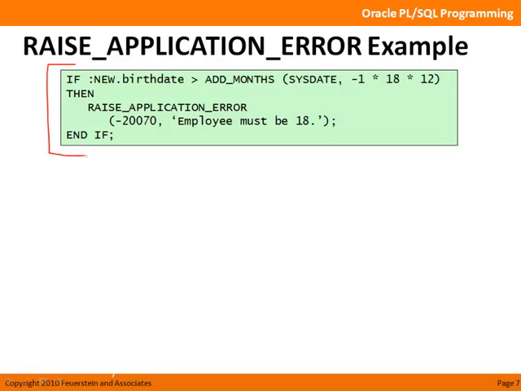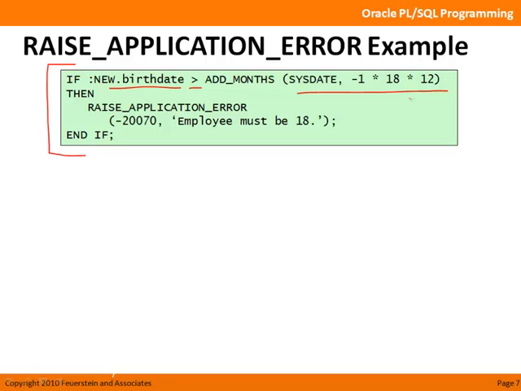And the specific rule that I'm checking for here is if the birth date of the employee is more recent than 18 years in the past, in other words, if they're less than 18 years old, they're not a valid employee. You have to be at least 18. So I need to stop the update or stop the insert, and then pass back the error information.